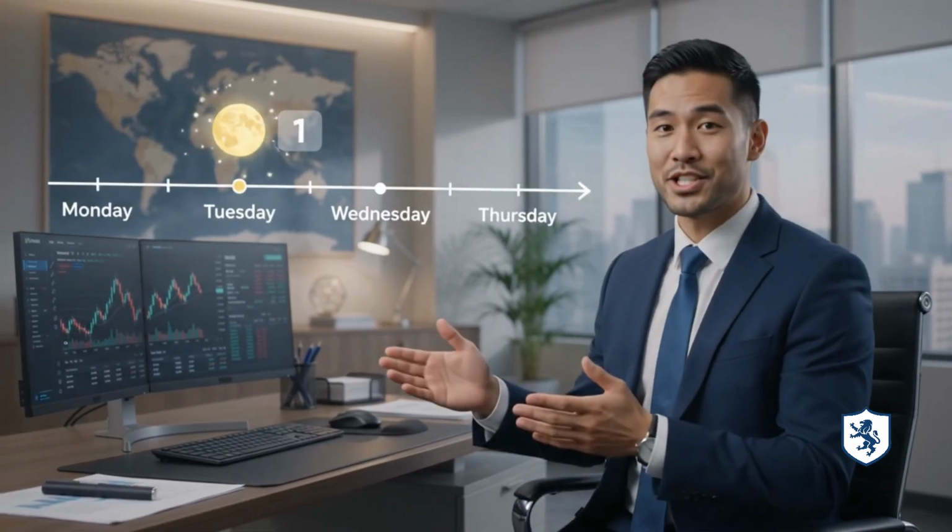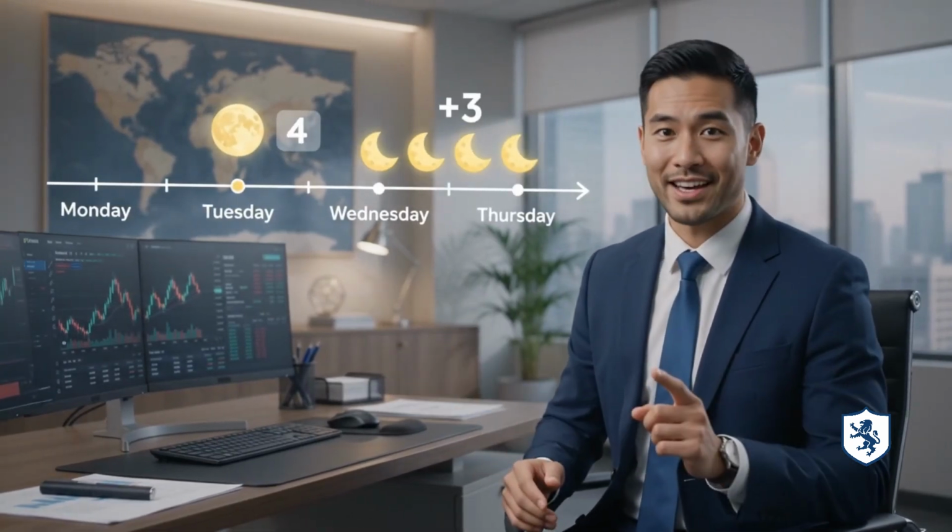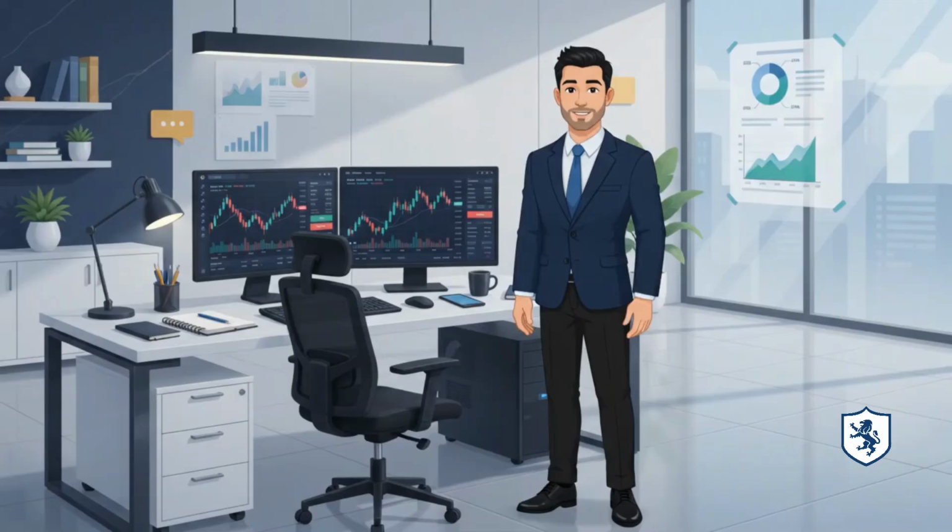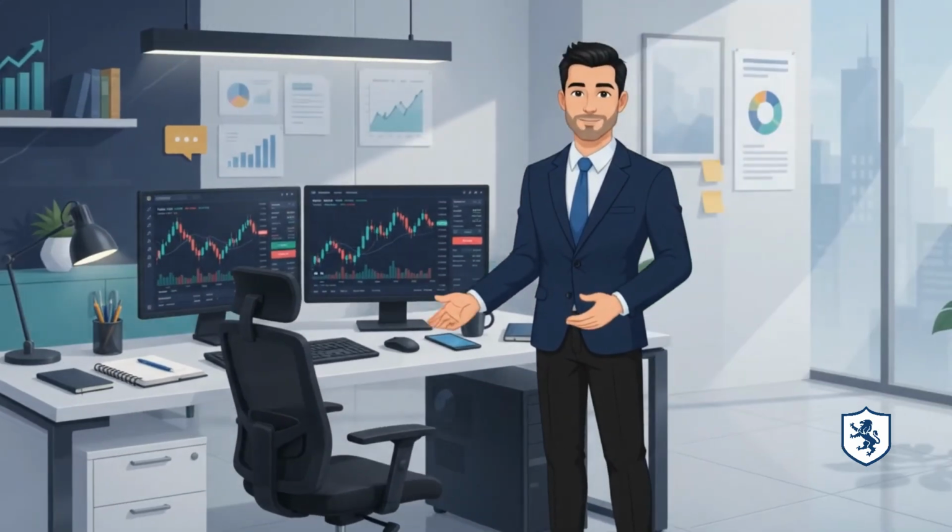For example, a trader opens a sell position on Monday and closes it on Thursday. Wednesday includes the weekend adjustment. Now you know how Forex swaps work.